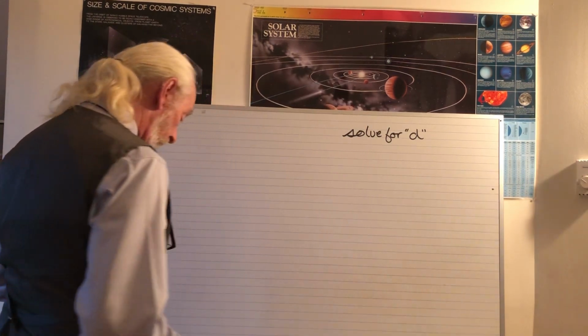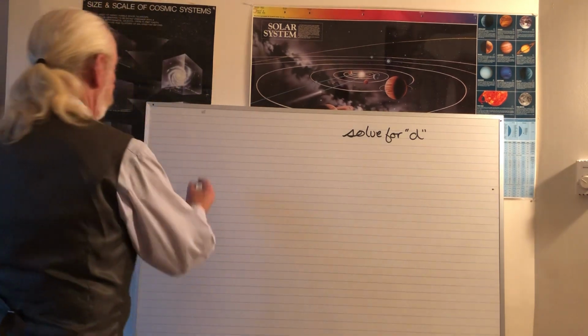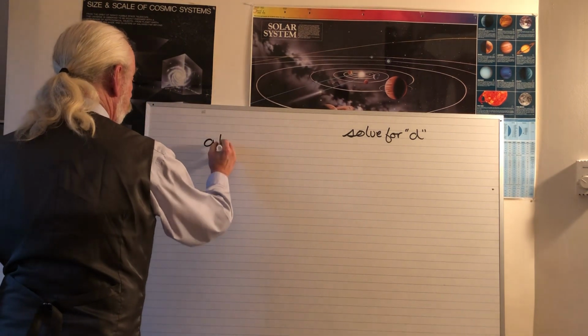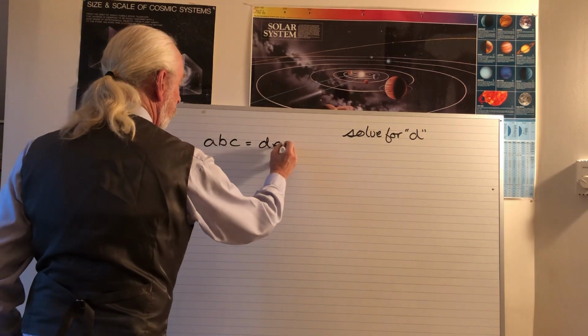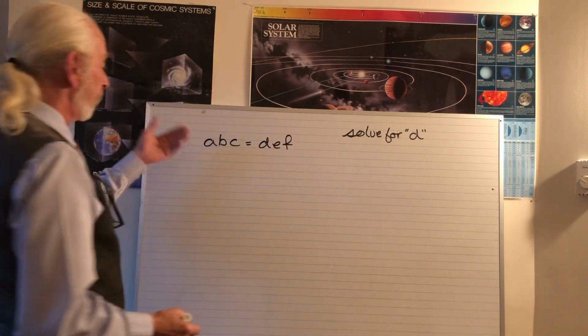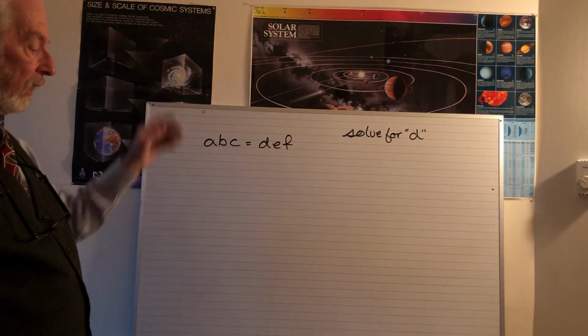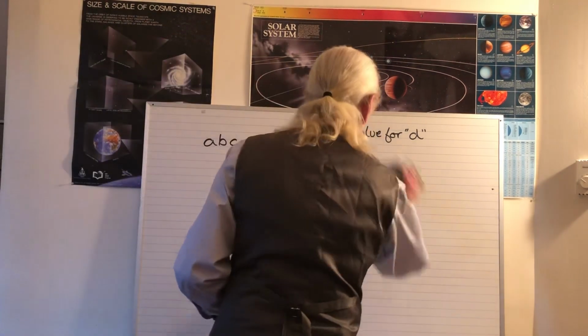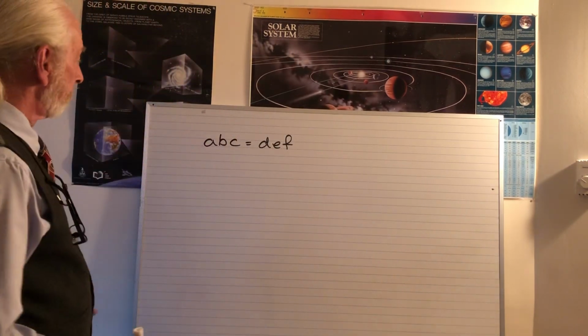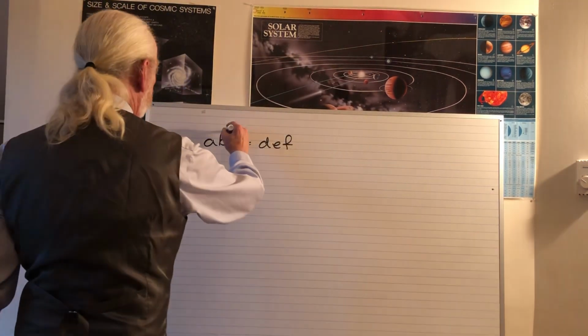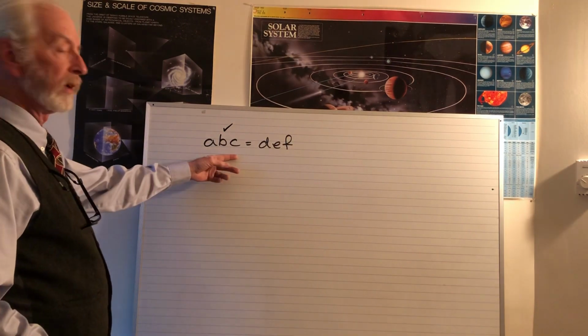So, what if I got something like this? It's not quite so obvious. I don't have anything on top of anything, so it's not going to be quite as obvious. But let's say I want to solve for B. Well, what's happening to B? Well, he's being multiplied.